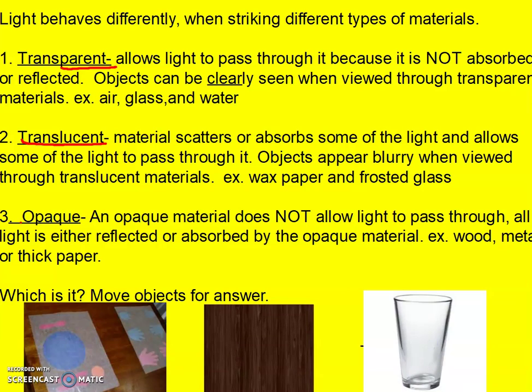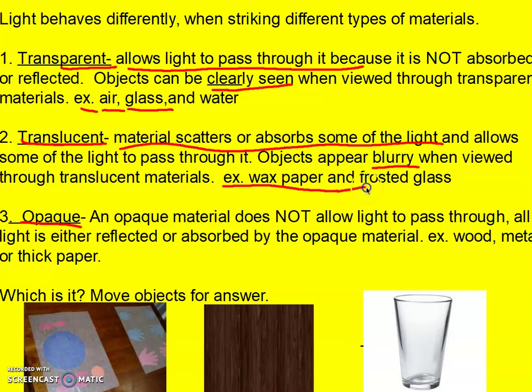Now to write down notes, I would say transparent allows light to pass through it. Clearly seen. For examples, I'd write down 2, air and glass maybe. Translucent material scatters or absorbs some of the light. Blurry. Examples: wax paper and frosted glass. Opaque material does not allow light to pass through. Examples: wood, metal. Good, write that down.